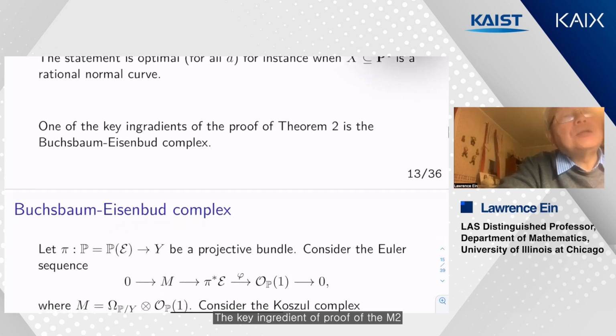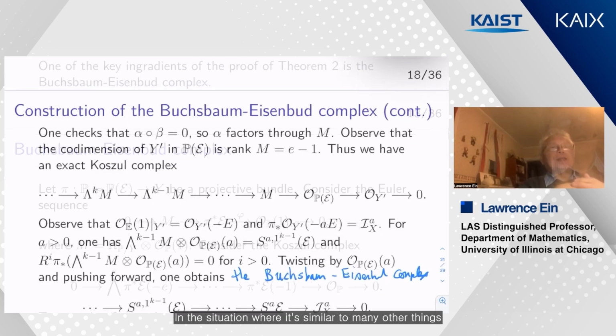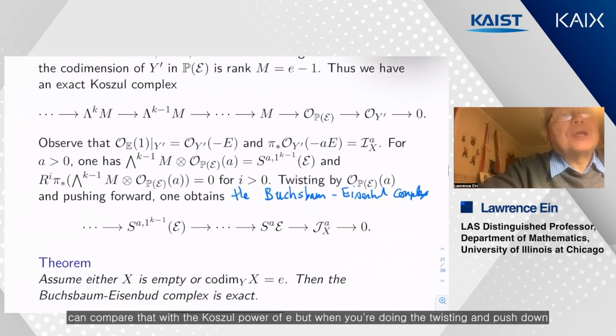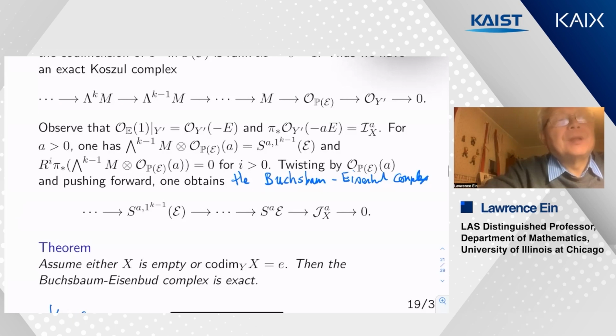The key ingredient of the proof of theorem 2 is the so-called Buchsbaum-Eisenbud complex. In a situation very similar to many other things, we can compare that with the symmetric power of E, when you're doing the twisting and push down.